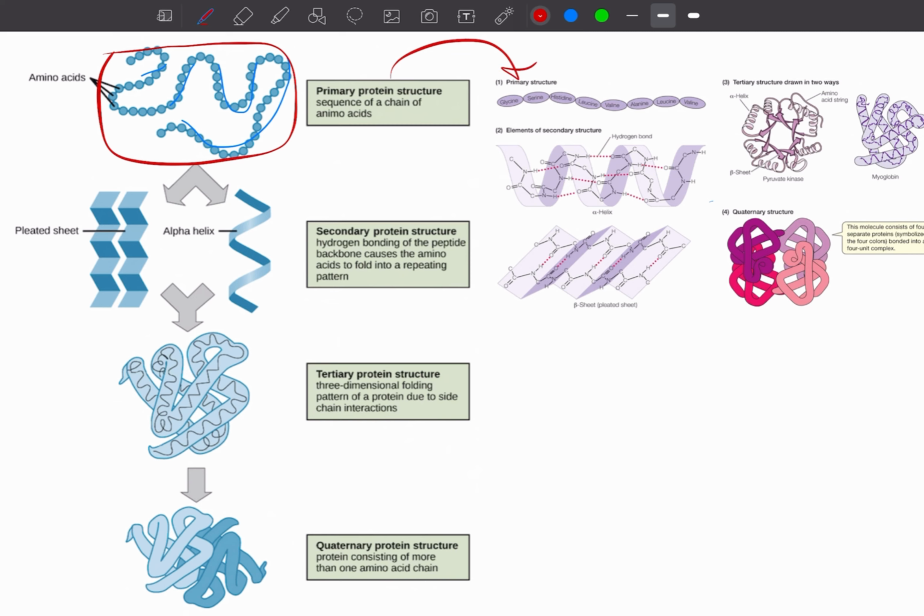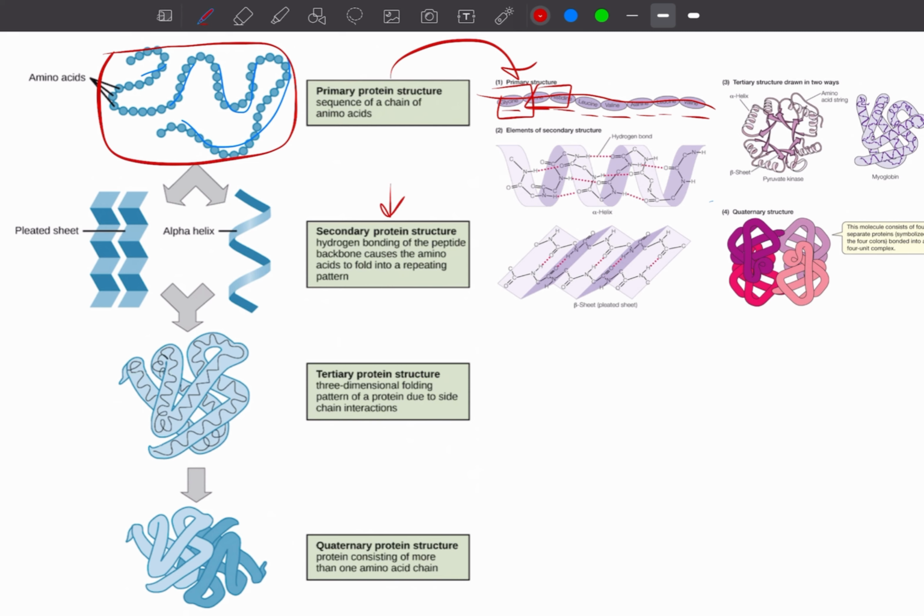We can jump over to our right and we see here we have a glycine, serine, histidine, leucine, valine, alanine, leucine, and a valine, just forming this long peptide chain, just a sequence of amino acids by their names. That's it, single. Next we have a secondary protein structure, which is right here.